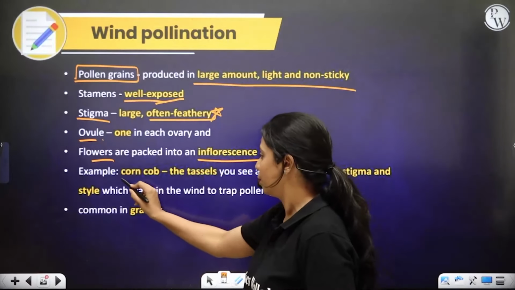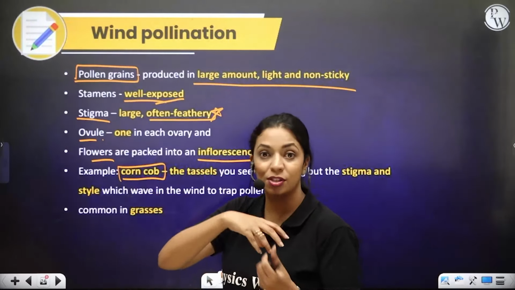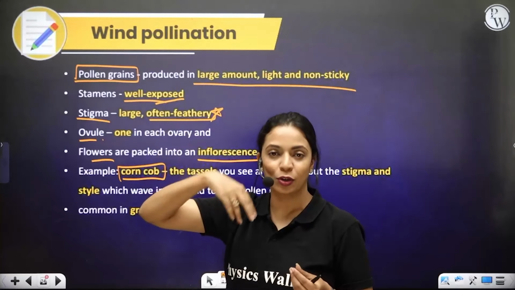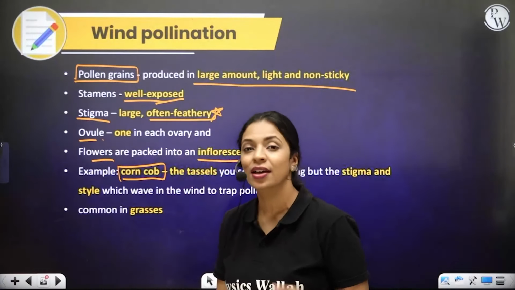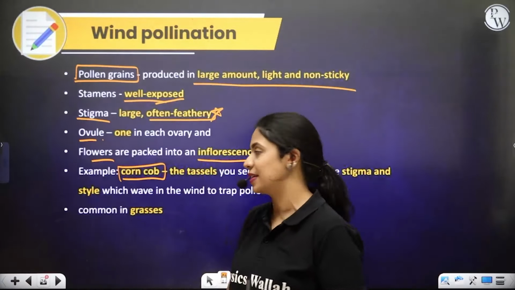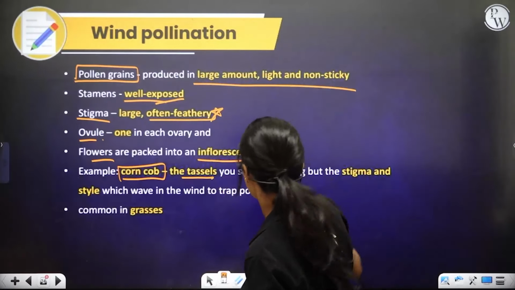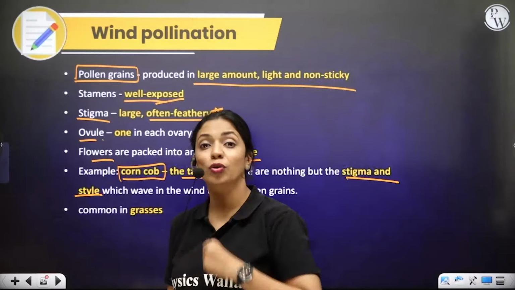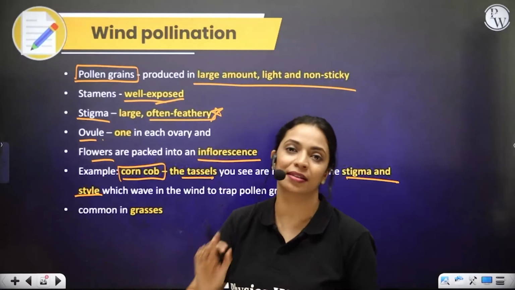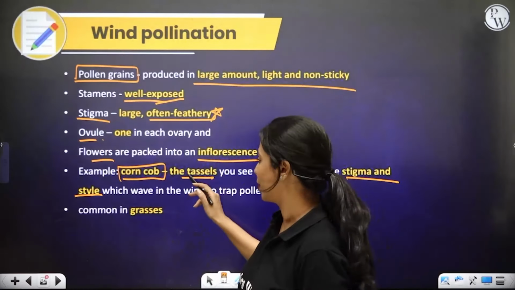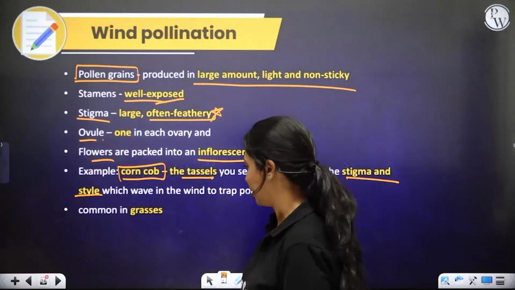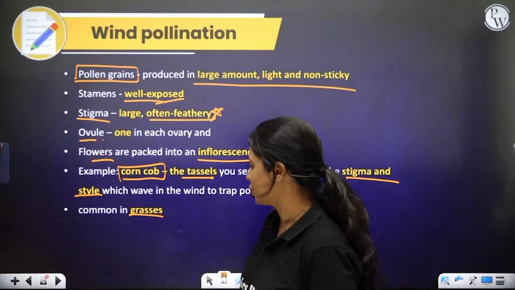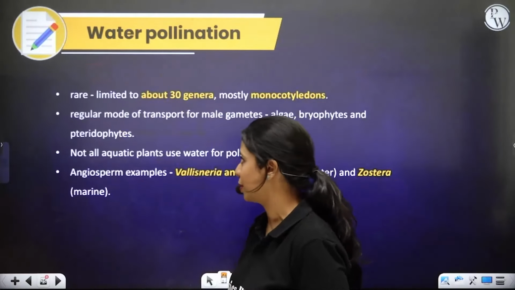For example, when you consider the cob of corn, the sweet corn that you eat, towards the end you have these hair-like structures, right? So they are basically the stigma and style of the plant. The tassels that you see are nothing but the stigma and style, and they are present in order to trap the pollen grains that are coming in the wind. This was a question asked in NEET in 2023. So this kind of pollination is common in grasses, like I already mentioned.